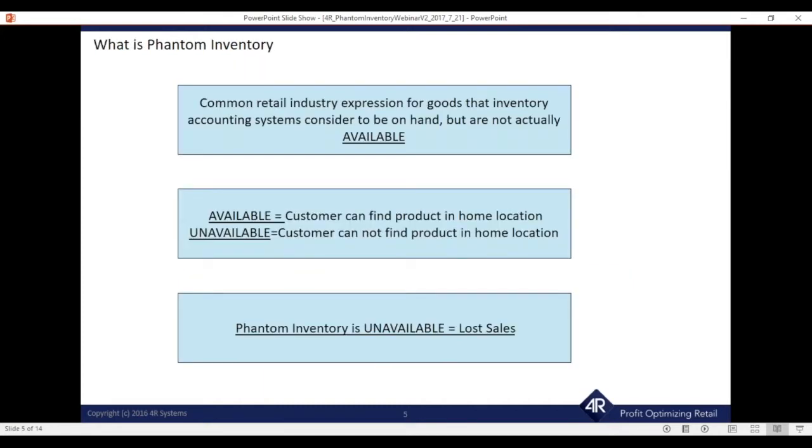Explanation of service. What is phantom inventory? Phantom inventory is a common retail term for goods accounting systems consider to be on hand but are not available to sell when the customer goes to purchase them. Available means when a customer goes to the home location, they're going to find the product and be able to purchase it. Unavailable is when a customer goes to the home location and they cannot find the product to purchase. Phantom inventory is considered unavailable, which equates to lost sales.